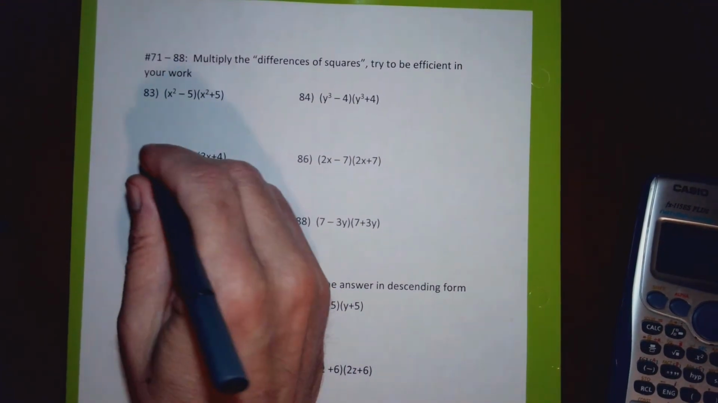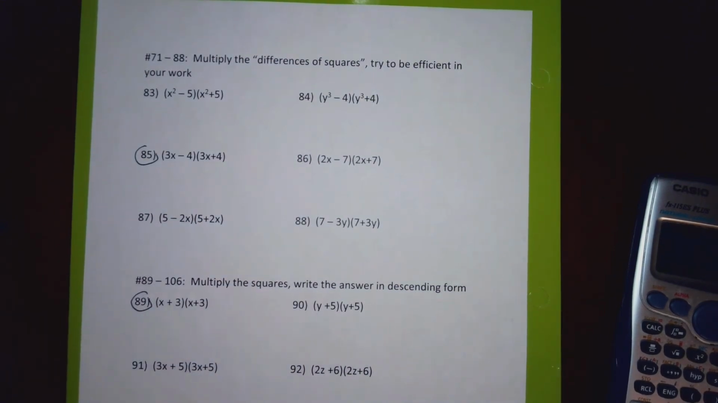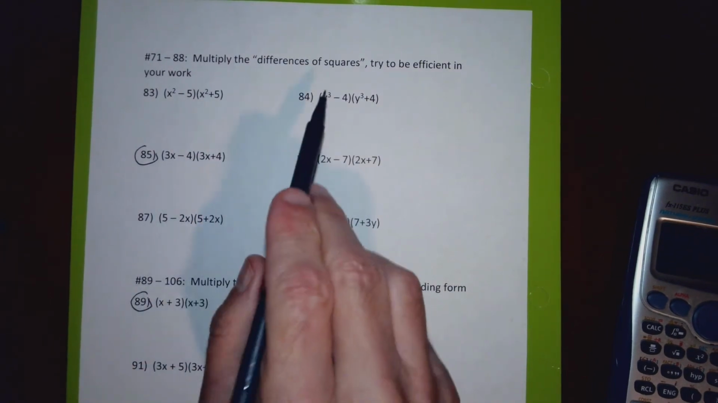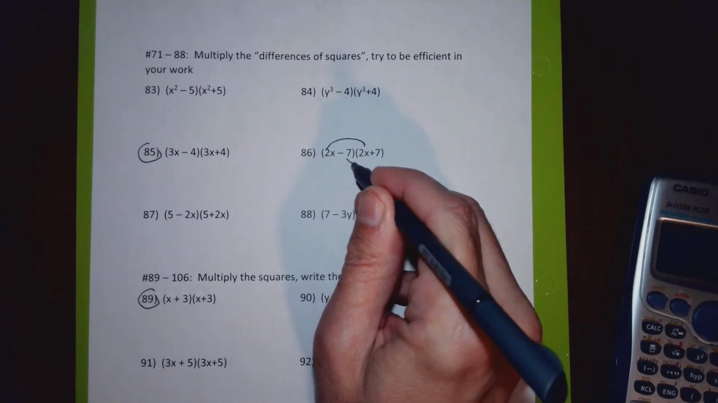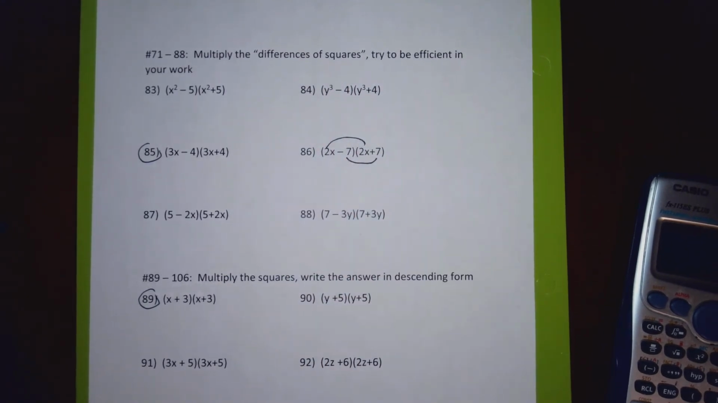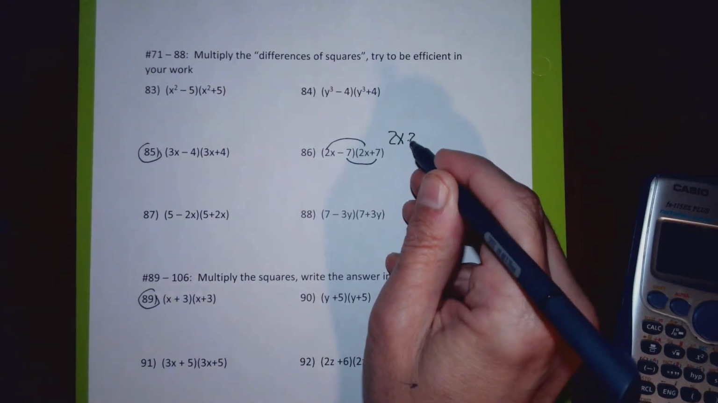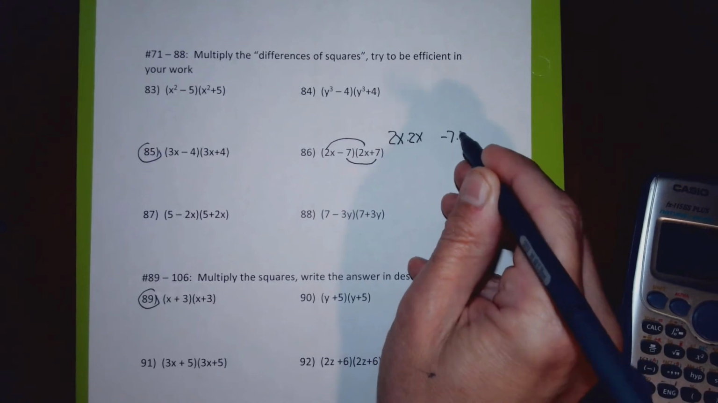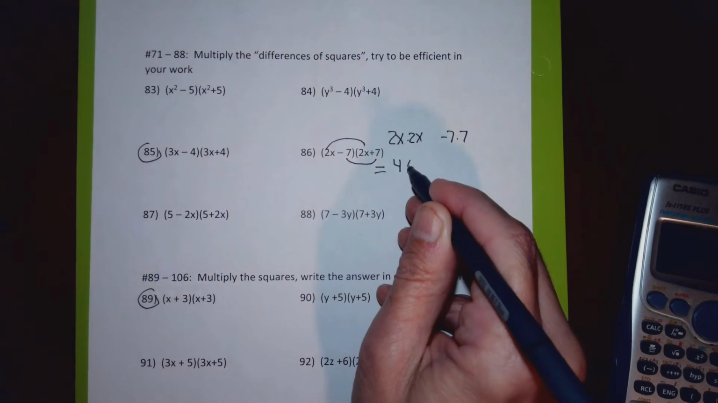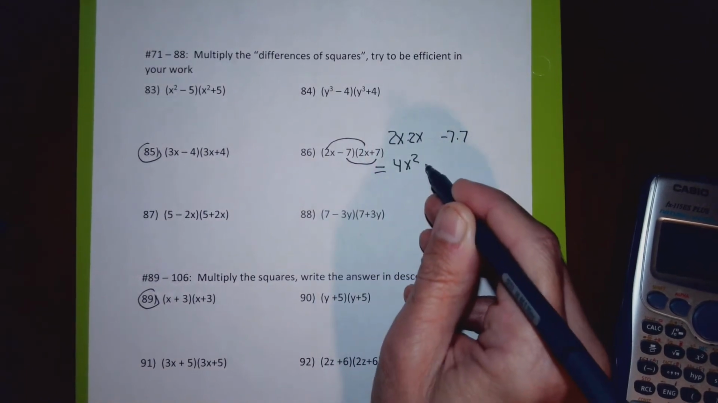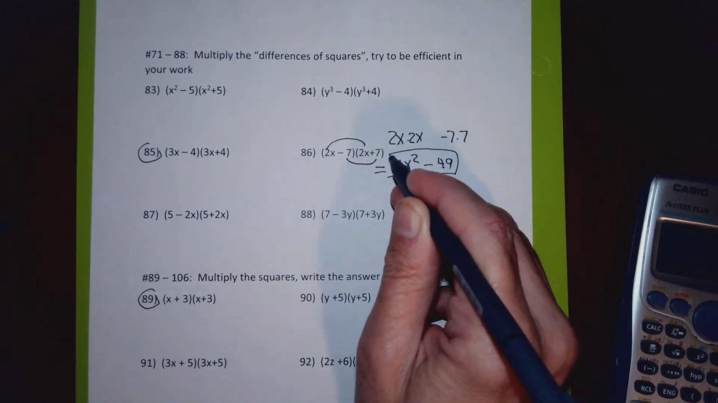So on this sheet, we're going to be doing 85, 89, and 93. 85, all these problems are differences of squares, are conjugate pairs, so I really just need to do the first multiplication and the last multiplication, because the other two multiplications will cancel. So for 86, I just need to do 2x times 2x and negative 7 times 7. 2x times 2x equals 2 times 2 is 4, x times x is x squared, minus 7 times 7 is minus 49. So I get 4x squared minus 49 for my answer.